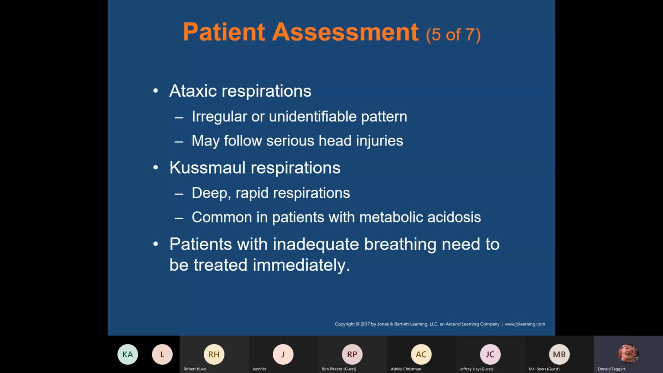But if you walk in and you smell a fruity odor and you see these big, deep respirations, you need to check a blood sugar. These are really common in diabetic ketoacidosis or DKA.